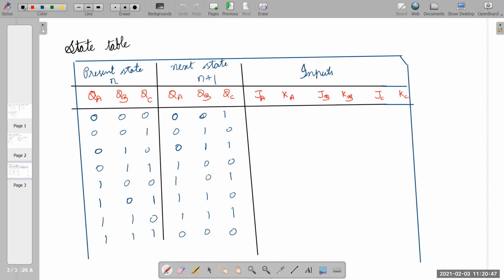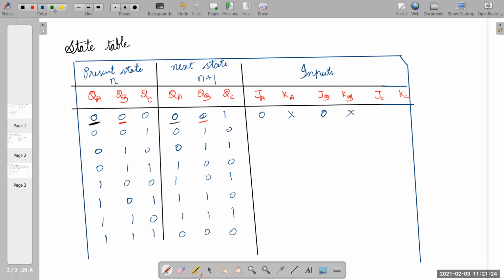I'm going to compare this 0 with this 0. Present state is 0, next state is 0. So what should be JA and KA? J is 0, K is don't care. Very good. What about the next one? I need some other people to answer. If the present state is 0, again next state is 0. JB is 0 and KB is don't care. Again, good. It is 0 and don't care.